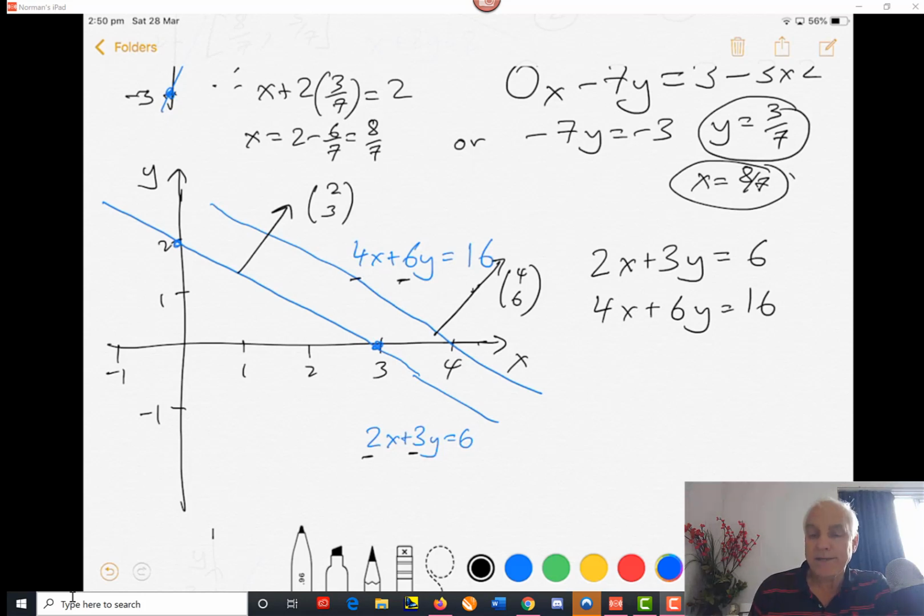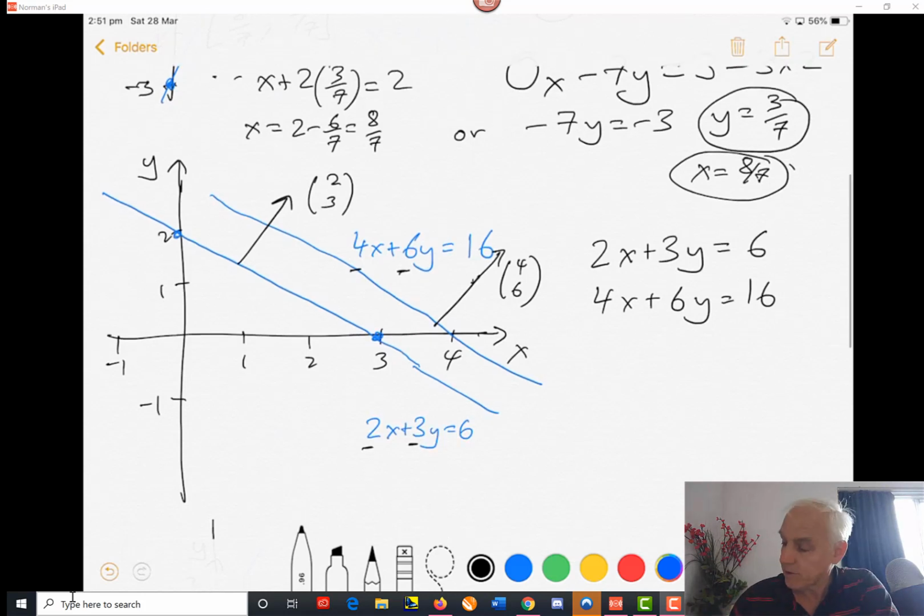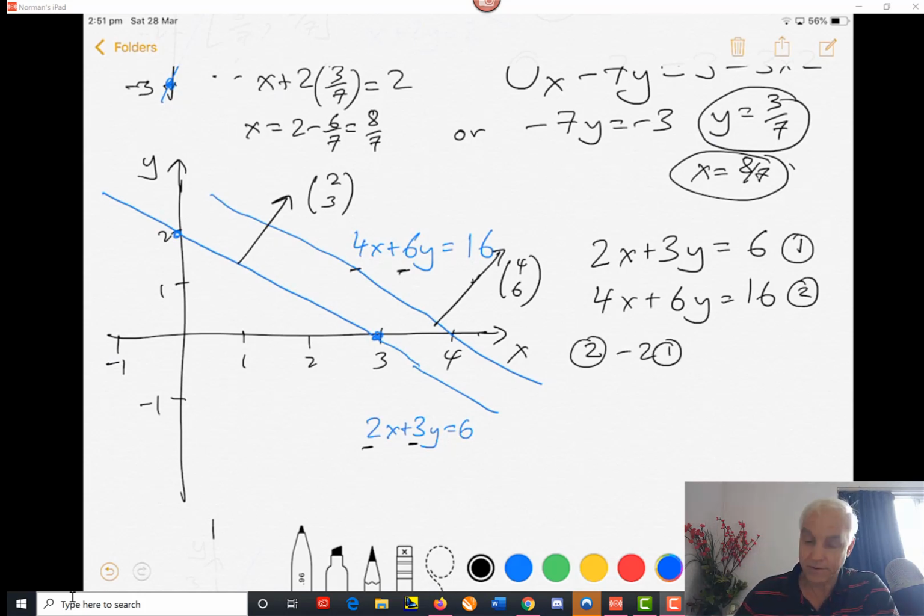So that tells us that we are unlikely to find a joint solution to both of these lines. We are not going to find a point x, y which lies on both the lines. But let's try anyway. We'll call this one 1, and this one 2, and we'll go through the same procedure that we did before. So let's take equation 2 and subtract 2 times equation 1 to eliminate the x's.